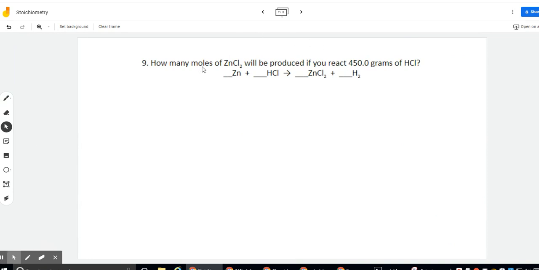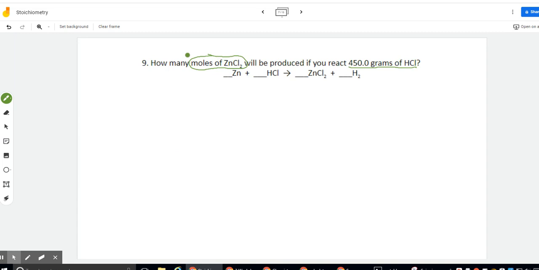Okay, so for this next one, let's go ahead and see what we're dealing with here. So it says, how many moles of zinc chloride will be produced if you react 450 grams of HCl? So I've kind of already laid out what's going to obviously go into that first box, and then we're going to be searching for moles.